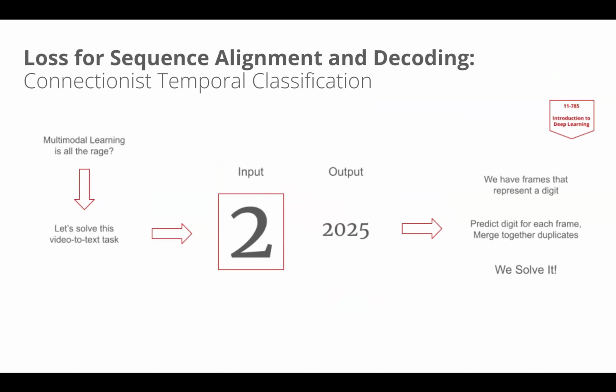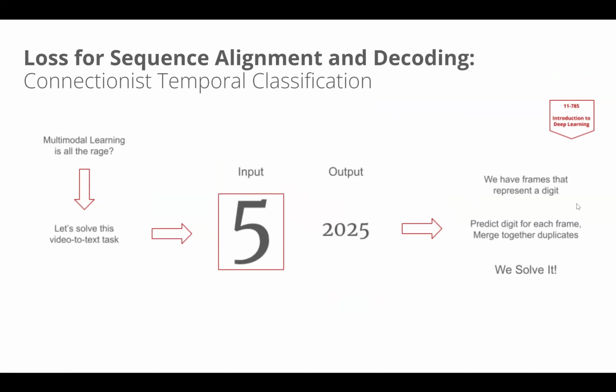Let's move on to another loss. Loss for sequence alignment and decoding. Specifically, the connectionist temporal classification loss, which is also something you'll use in your homeworks. Say you have to solve a video to text task, where your input is multiple video frames and your output is the text 2025.